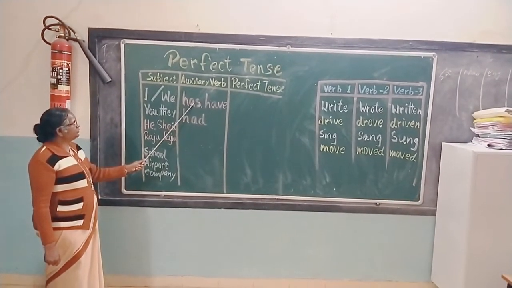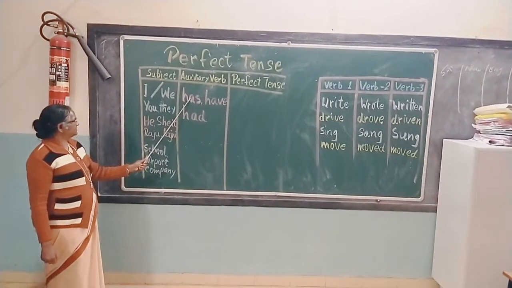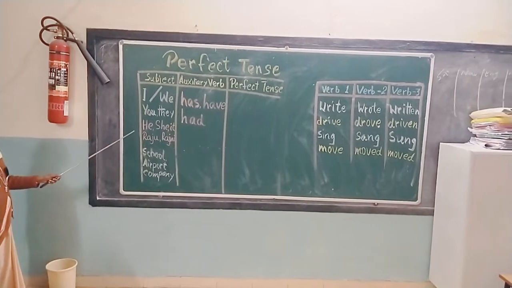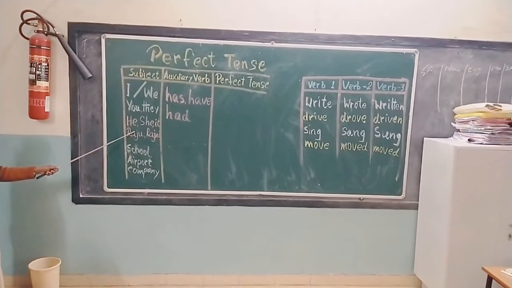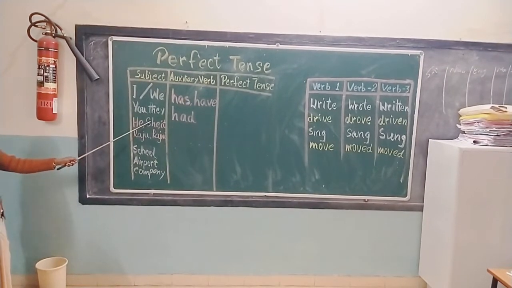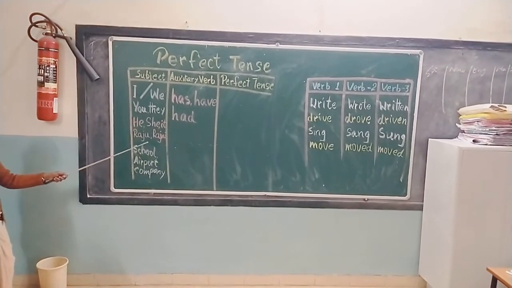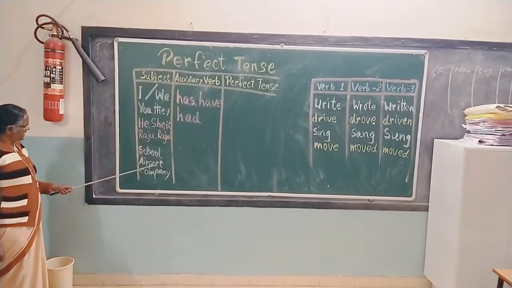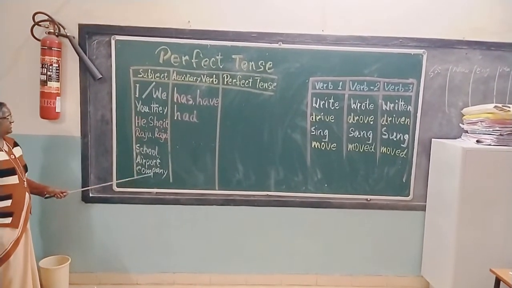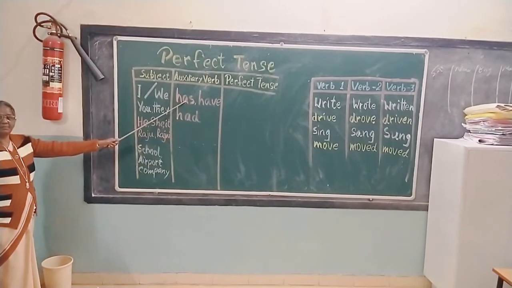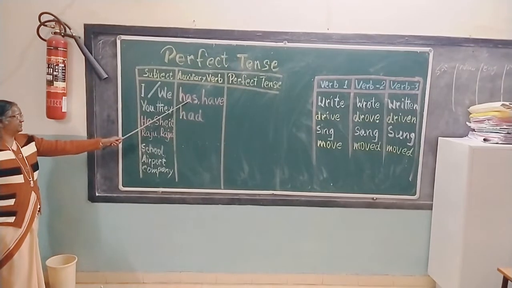Now, when do you use the word has? When you use the third person of the subject. That is he, she, it, Raju, Raghu, any singular form like school, airport, company, etc. You use the word has in the present perfect tense.